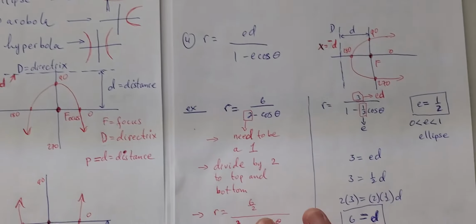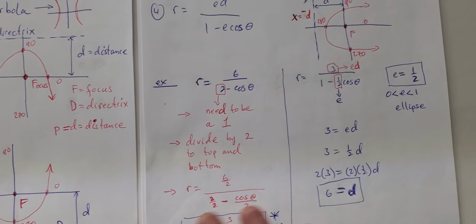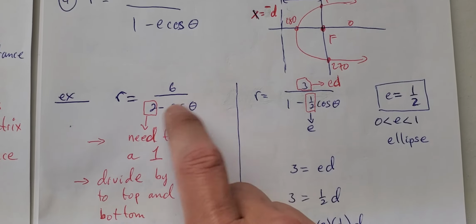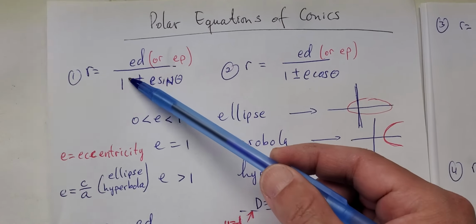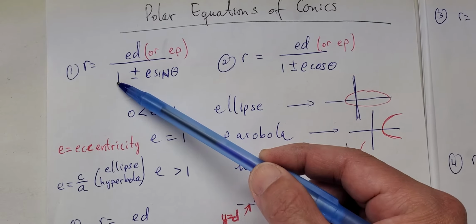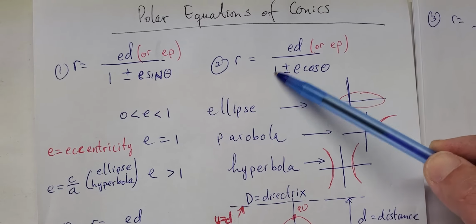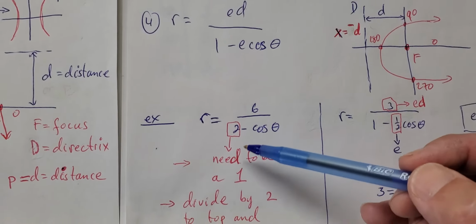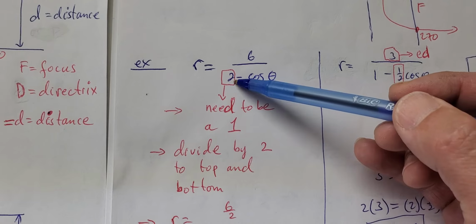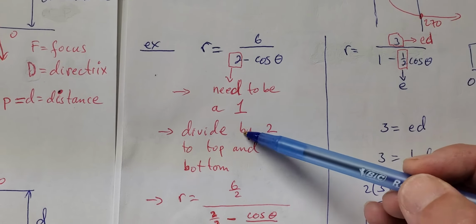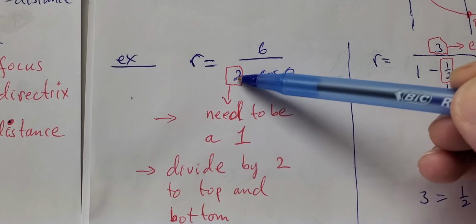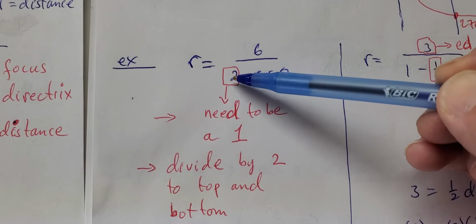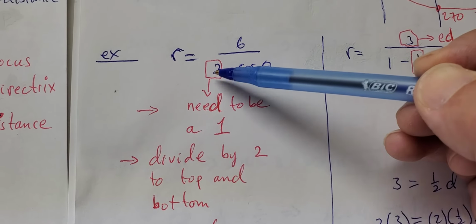All right, so here is our first example. R equals 6 all over 2 minus cos theta. Now, according to our general equation, the first number must be a 1. This is by default. Same thing over here. So here I have a 2. The only way to get a 1 here is to divide by 2 on the top and also on the bottom. Whatever this number is, if this is a 2, divide by 2. If this is 3, divide by 3. If this is 8, divide by 8.